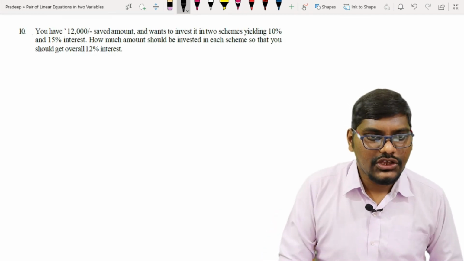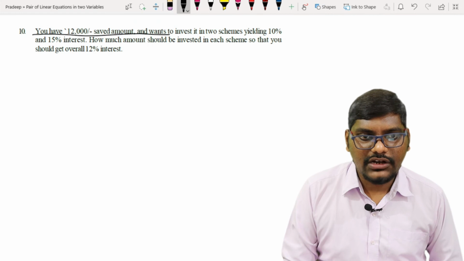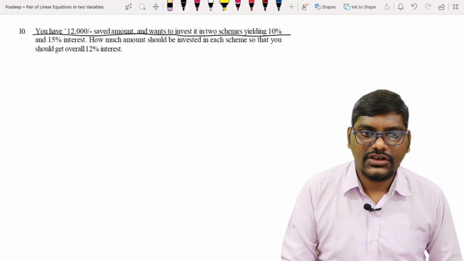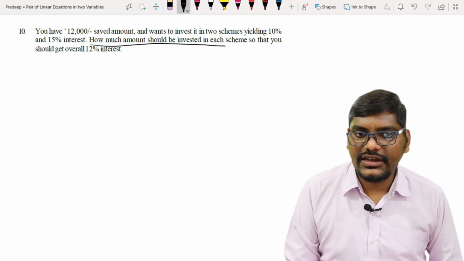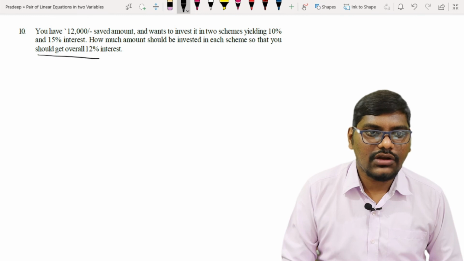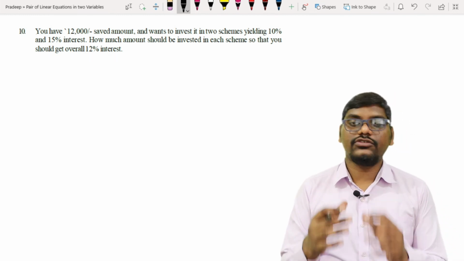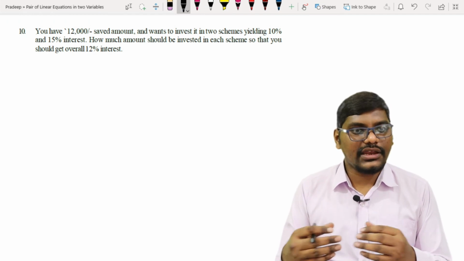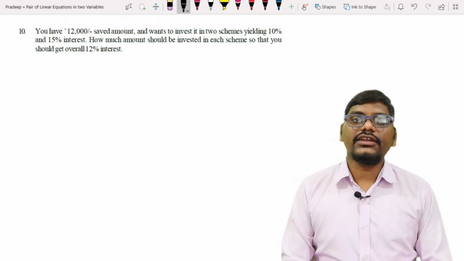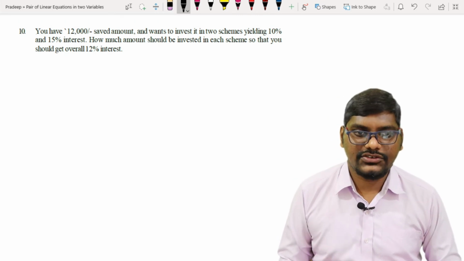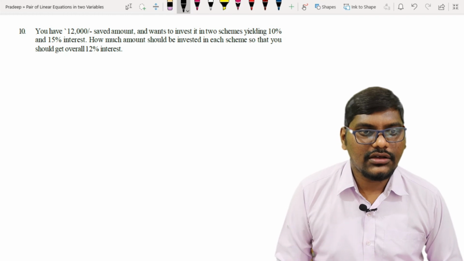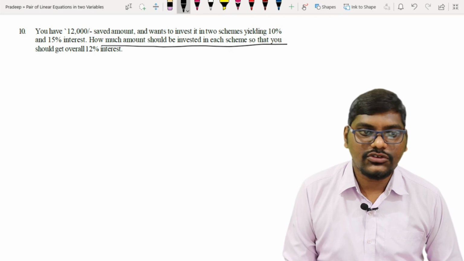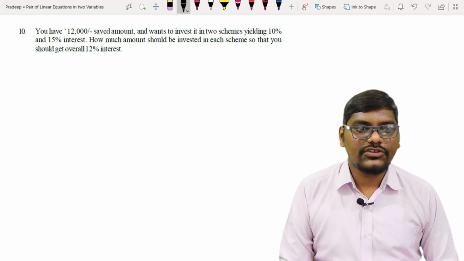Let's see the 10th question. You have 12,000 saved amount and want to invest in two schemes yielding 10% and 15% interest. How much amount should be invested in each scheme so that you should get overall 12% interest? So we have 12,000 rupees that we are investing in two different schemes, where in the first scheme we are getting interest of 10%. In the second scheme it was giving around 15% interest.